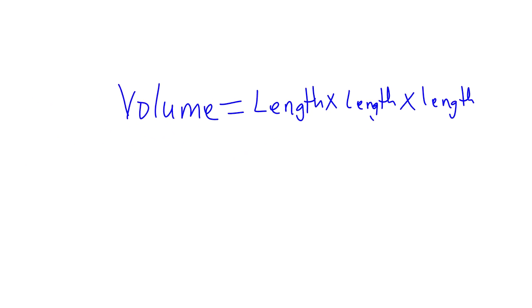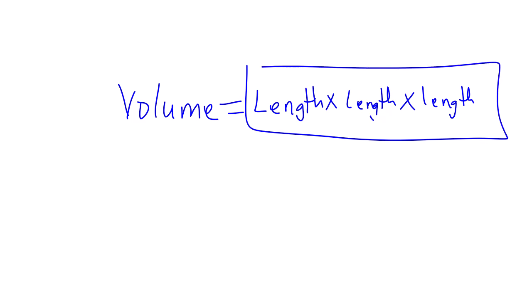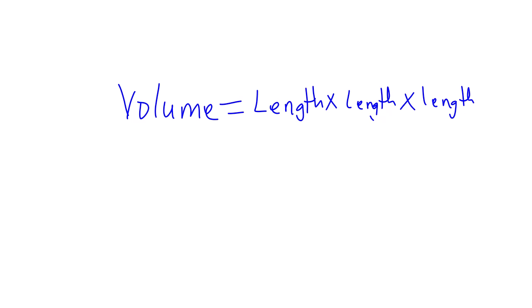Now this is the dimension, but here we wrote the full name of the quantity, which is length. We're supposed to use the initials of the quantity. Instead of writing length, we just write L. So volume V is equal to L times L times L.